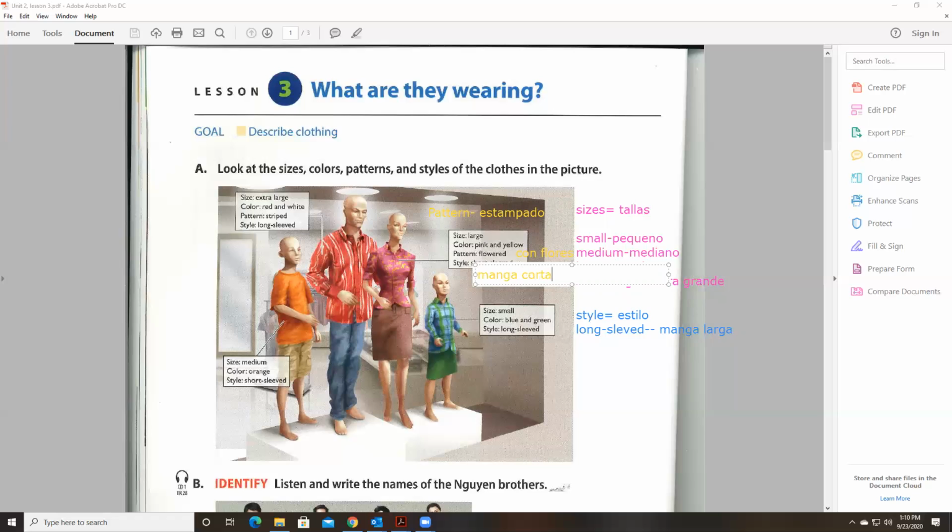Manga corta. I don't like either of those because you can't really see them. So flowered, flores, and then short sleeved, manga corta.